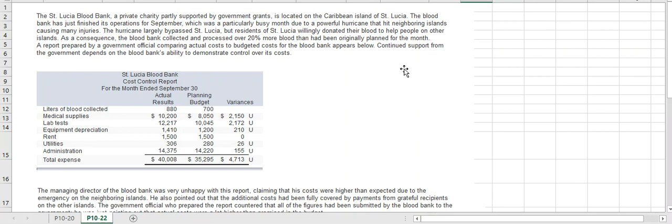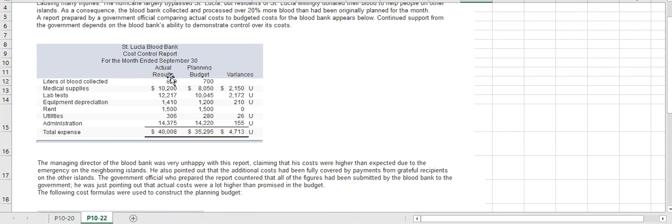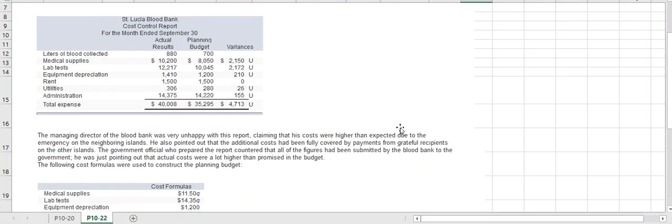So it says the blood bank collected and processed over 20% more blood than had originally been planned for the month. And so somebody in the blood bank actually prepared a report. So they are comparing our actual results to our planning budget, and they calculated some variances by comparing those two budgets. Then it says the managing director of the blood bank was very unhappy with the report because obviously you see some unfavorable variances. And of course, if you're looking at your planning budget numbers for expenses and your actual results, you would expect your actual results for your expenses to be higher because you did more work. So that kind of casts a false light on the situation.